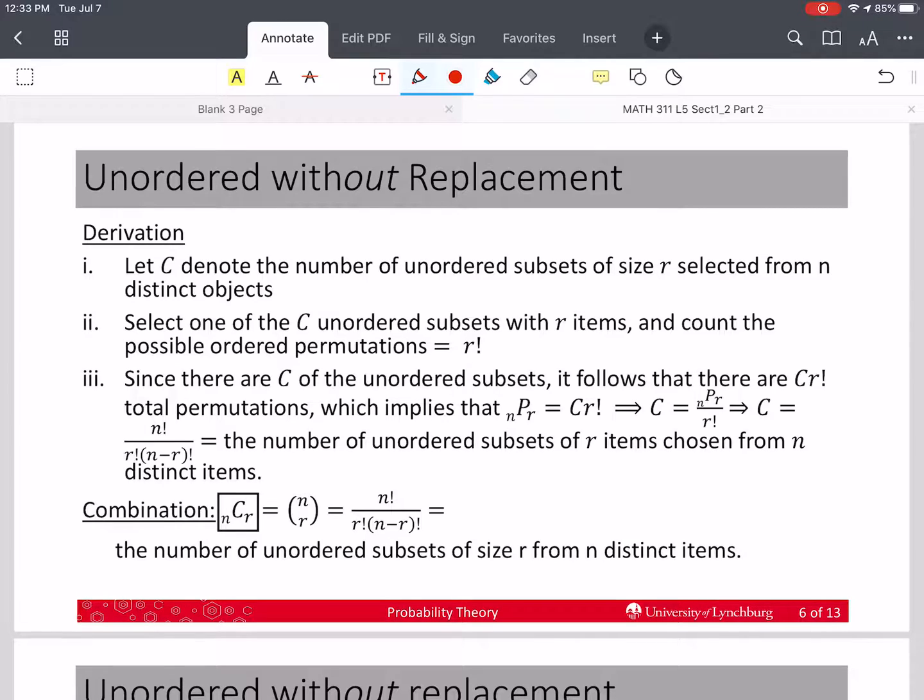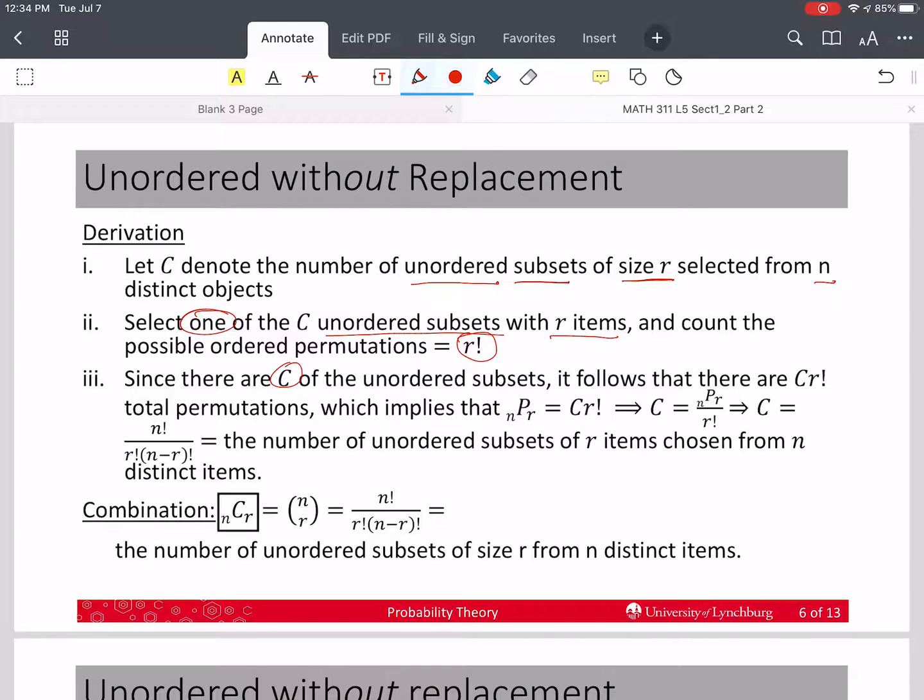So we're going to derive this expression, and in order to do that, we're going to say let C denote the number of unordered subsets of size R that are selected from n distinct items. Now we're going to take just one of these unordered subsets, so we're just taking one of the C unordered subsets, and it has R items in it. And we're going to count the number of possible ordered permutations, and of course that's going to be R factorial.